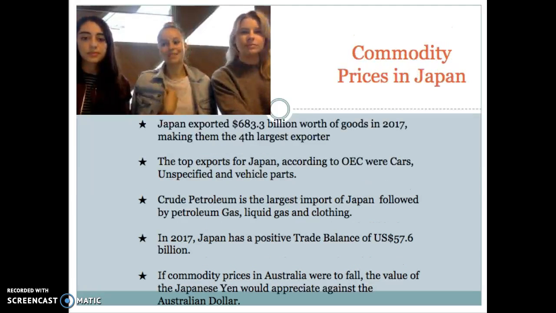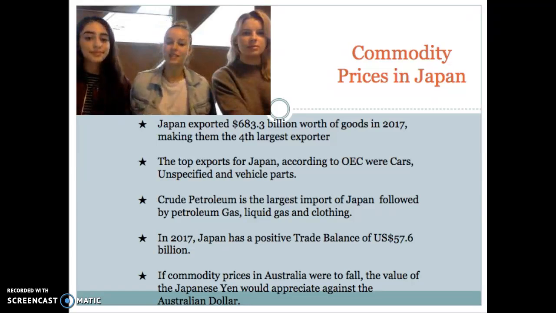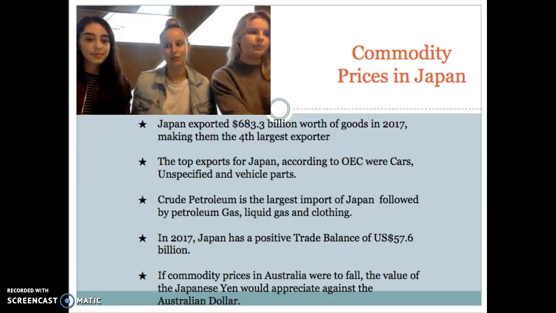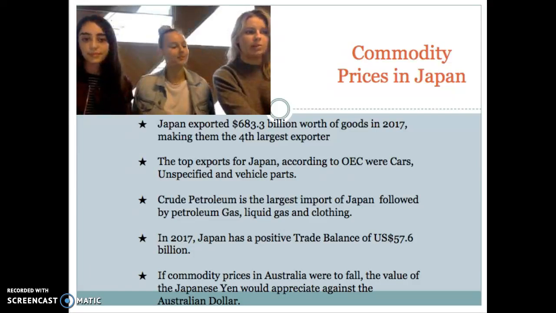According to the Central Intelligence Agency, the CIA, Japan is the fourth largest export economy in the world, and in 2017 exported $683.3 billion worth of goods. In 2017, Japan also had a positive trade balance of US $57.6 billion. If the value of Australian commodity prices continue to decrease, the value of Australian exports would decrease, which would result in a depreciation in the AUD.